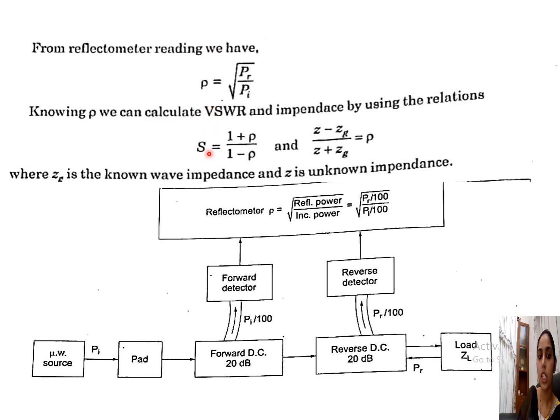Now by using the standard relations between S and rho, or between rho and Z, we could finally understand the values of VSWR and impedance. Here our unknown load impedance is at the end side, that is the unknown load, and ZG is the known wave impedance. So by using a reflectometer with the help of two identical directional couplers, it is possible to calculate the magnitude of impedance.